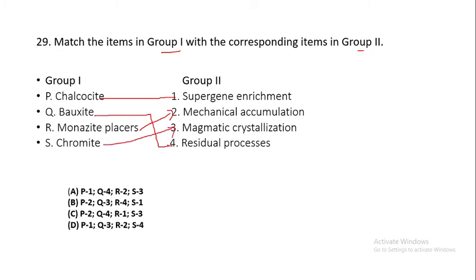This also is a direct question. So it doesn't require any further explanation. Okay. So supergene enrichment, mechanical accumulation, magmatic crystallization and residual process. All these are examples of various processes. So the answer will be 1, 4, 2 and 3. So option A is the right answer for this question. Okay. Yes, so to the next question.